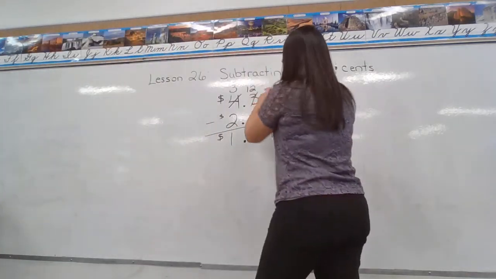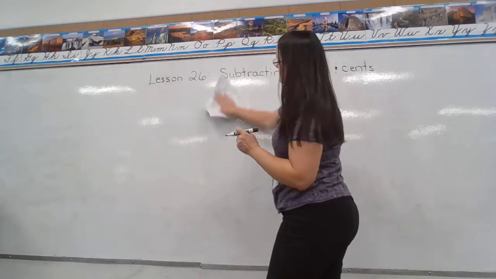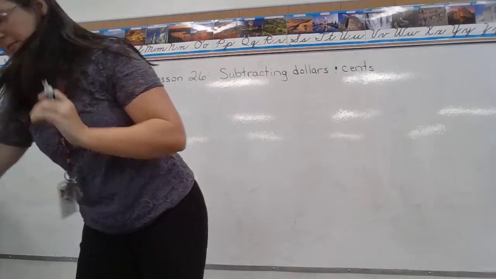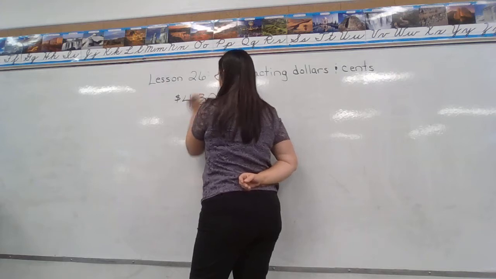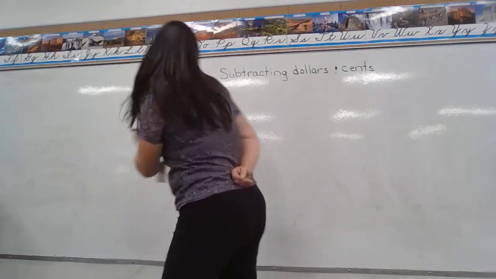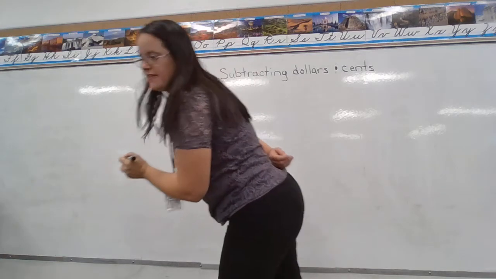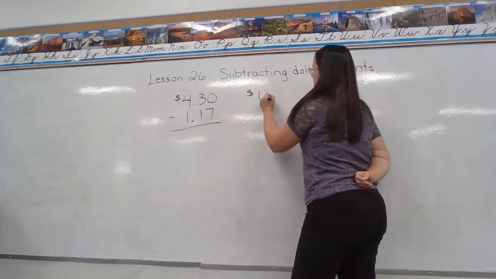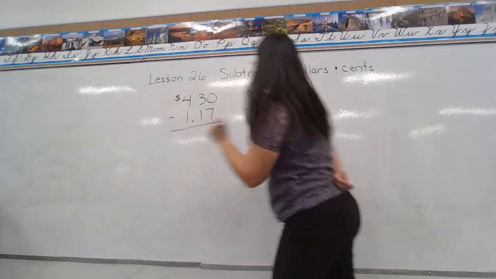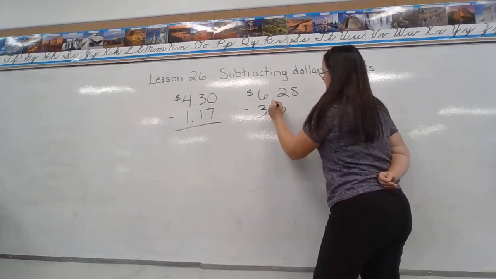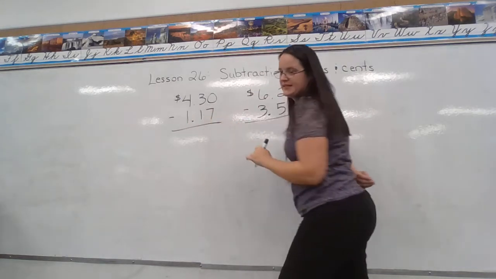All right, that is it for the examples. So I am going to have you try some lesson practice problems. Let me get them up here on the board. So $4.30 minus $1.17. Try that one. Then we have $6.28 minus $3.56. As you're writing these down, make sure you line up your decimal points.